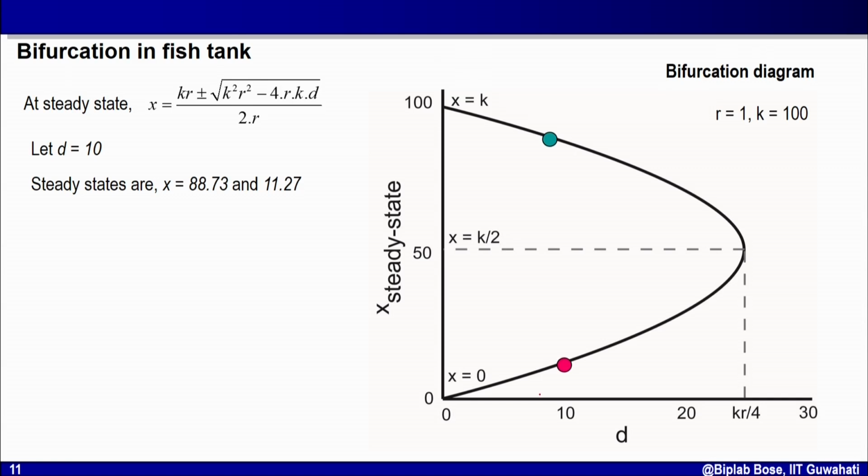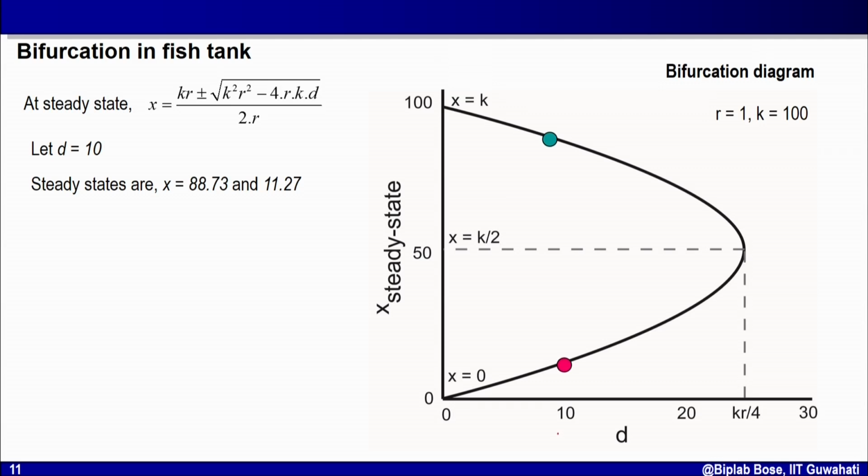I have a curve here, which is a parabolic curve, which represents the possible steady states when d is varied smoothly from 0 to kr by 4. Remember, when d is negative, I don't have anything real because d cannot be negative in this case. When it is bigger than kr by 4, I have no real solution. In between 0 and kr by 4, this parabolic curve represents two possible steady states. And I want to calculate the stability of these possible steady states.